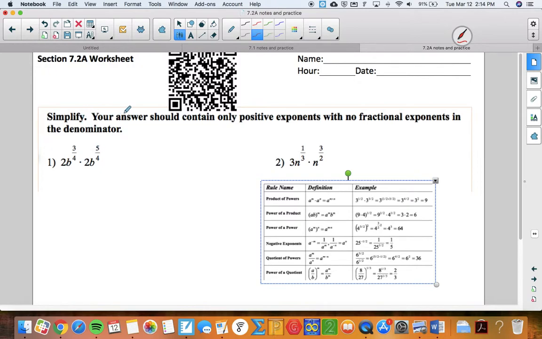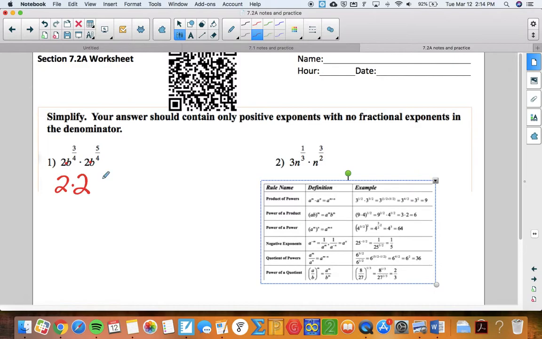7.2a. Simplify. Your answer should contain only positive exponents with no fractional exponents in the denominator. Sounds exciting. Alright, well shoot, here we have fractional exponents. So we can simplify this. This is all multiplication, folks. 2 times b to the 3/4 times 2 times b to the 5/4.